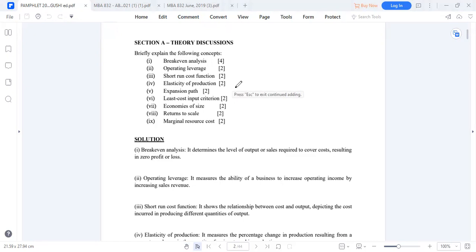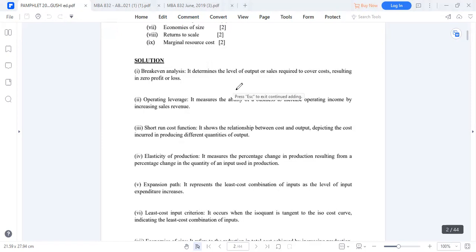It also depicts the costs that are incurred in producing different quantities of output. And we also have what we call elasticity of production, which simply measures the percentage change in production resulting from a percentage change in the quantity of an input that could be used in production. It can be labor or capital.